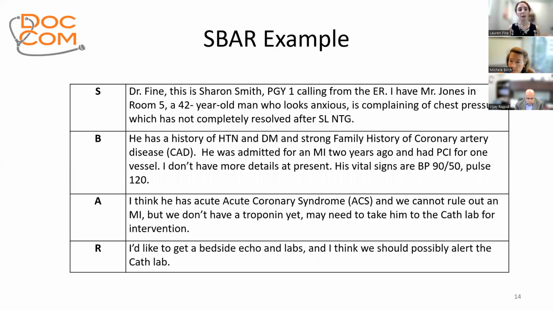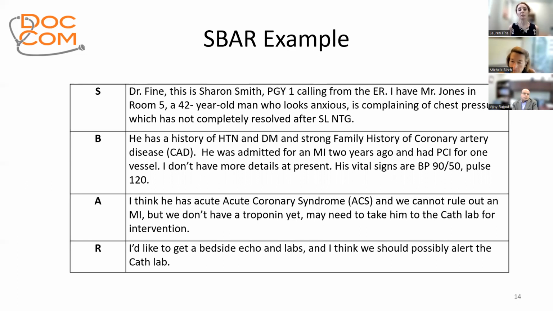An example of how SBAR would be used would be for a situation. "Dr. Fine, this is Sharon Smith, a PGY1 calling from the ER. I have Mr. Jones in room 5, a 42-year-old man who looks anxious, is complaining of chest pressure, which is not completely resolved after sublingual nitroglycerin. A little bit of background on him. He has a history of hypertension, diabetes, a strong family history of coronary artery disease. He was admitted for an MI 2 years ago and had a PCI for 1 vessel.